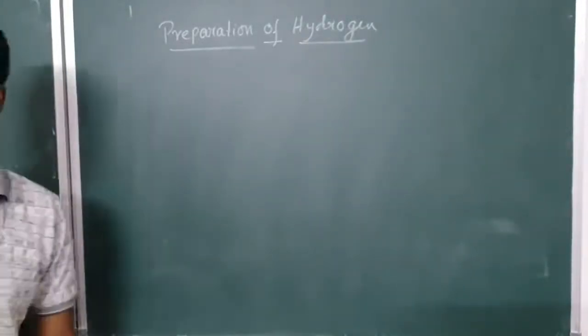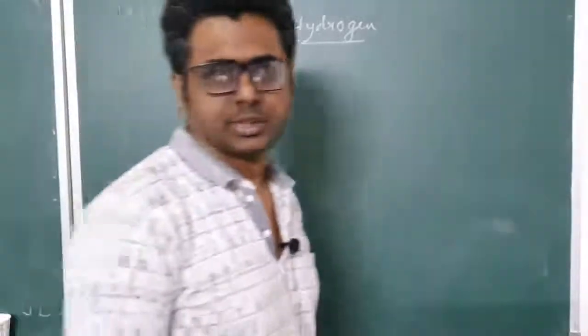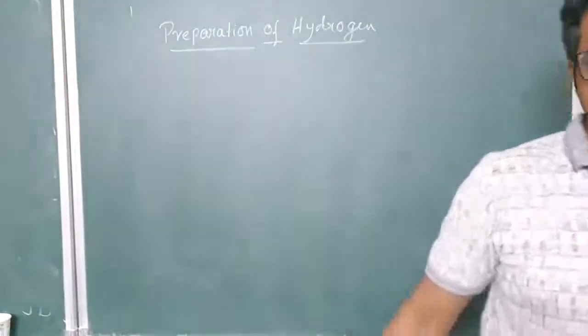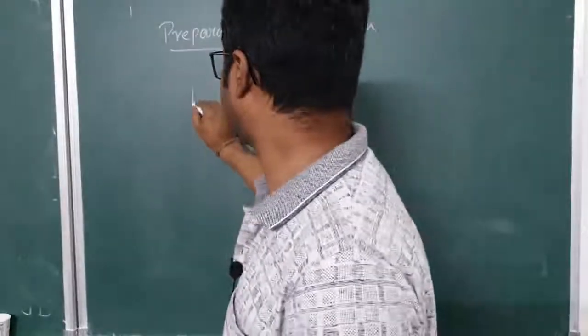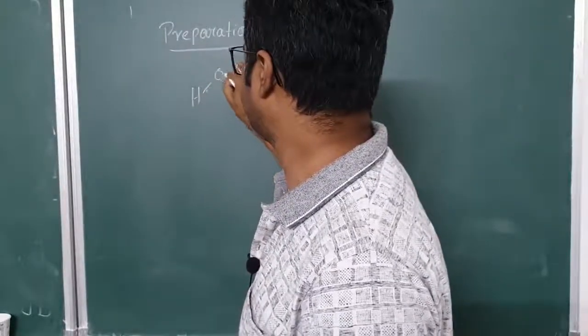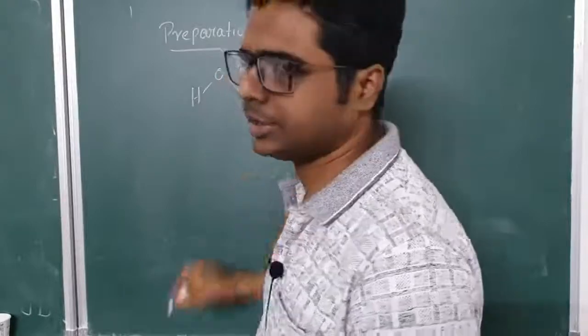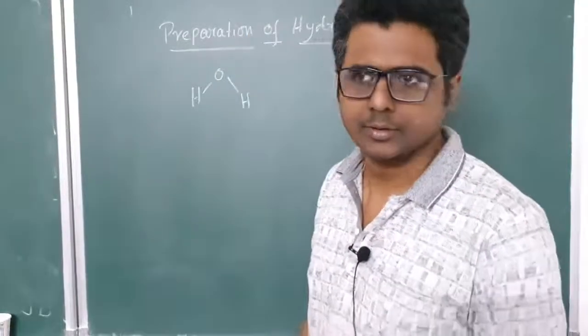Water's formula H2O, the uneducated people say. Okay. The educated people say water's formula is HOH. Okay. Don't forget this. You can even write this in your examination. It doesn't matter. Okay.